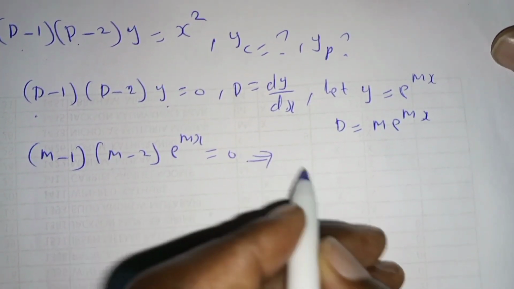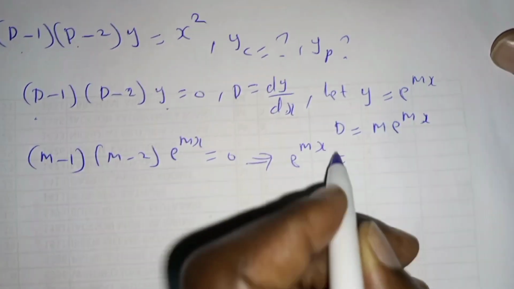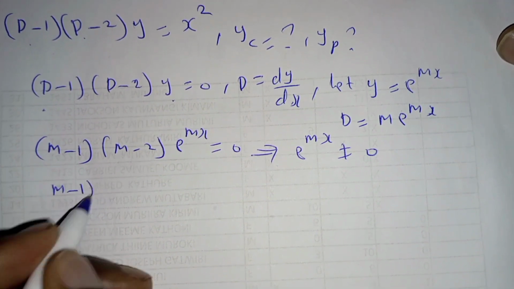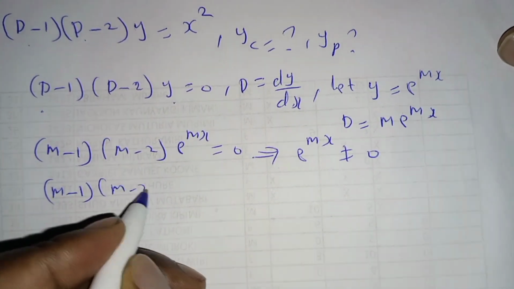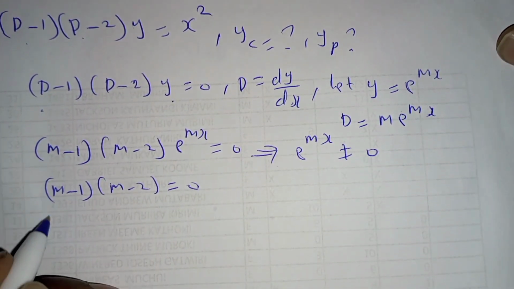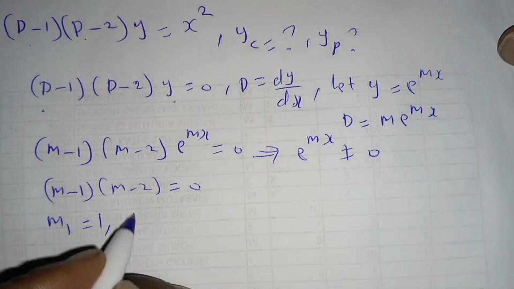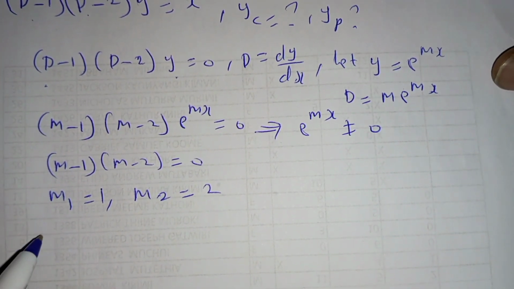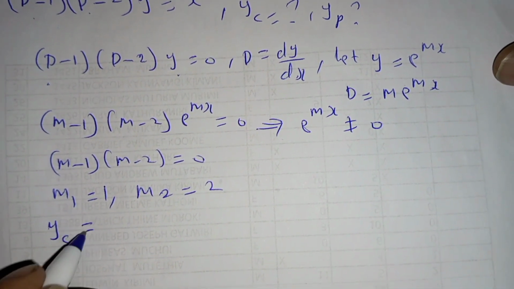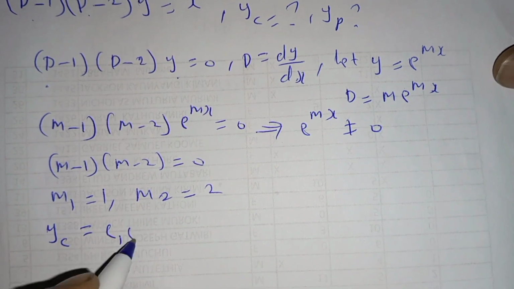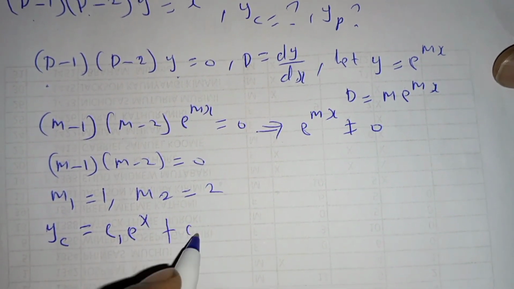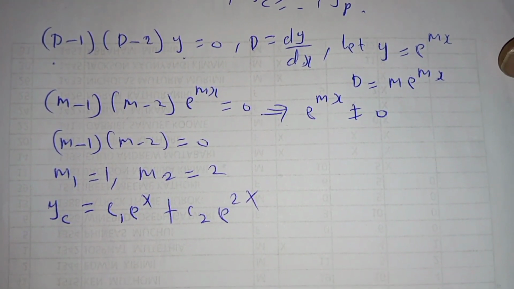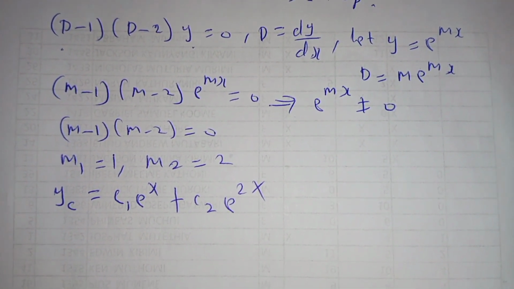Now we note that e^(mx) can never be equal to 0, meaning that (m - 1) and (m - 2) is the one which is equal to 0, meaning that your m1 is equal to 1 and your m2 is equal to 2. From there now, we write our complementary solution as yc = c1 e^x + c2 e^(2x). That is the solution of our complementary part.